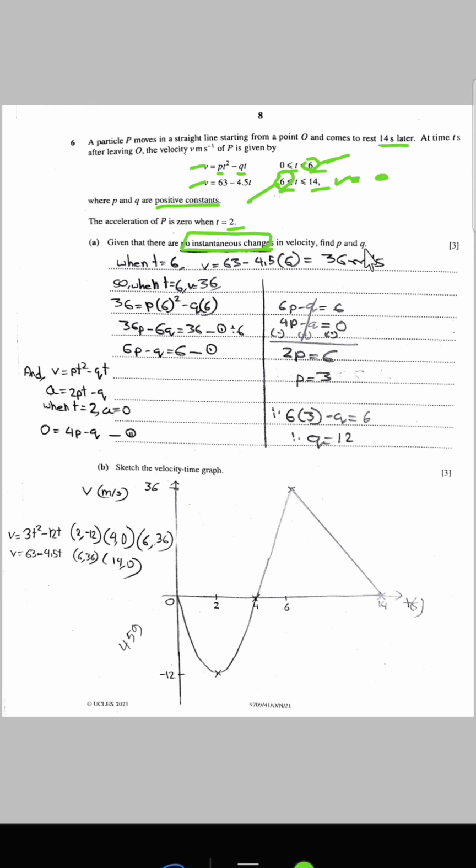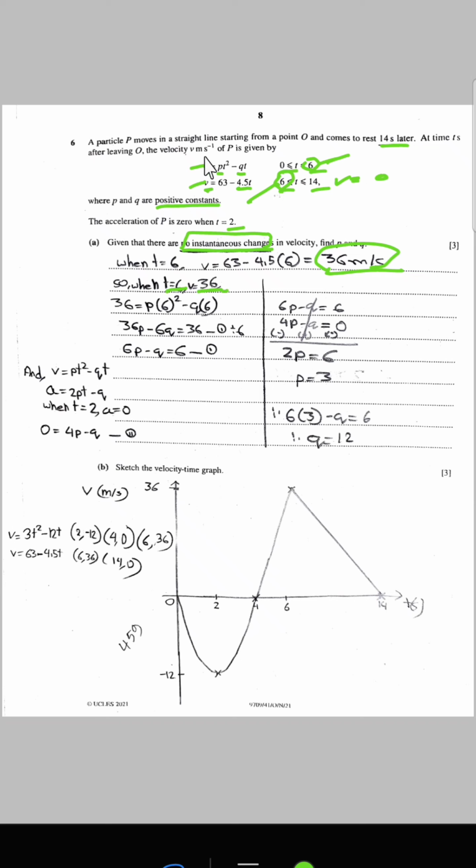Find the value of p and q. As it mentions that the instantaneous change in velocity is the same, for time t equal to 6, we know that whenever we put the value of t, we can find the value of velocity from this expression. So put the value of t and find the velocity as 36 meters per second, and use this velocity for expression number 1, where t is equal to 6 and velocity is equal to 36.